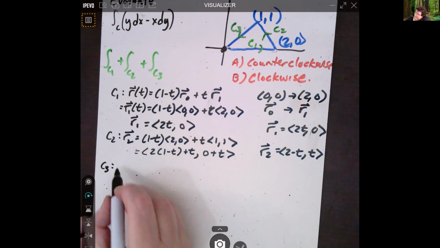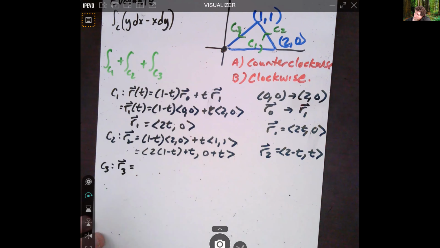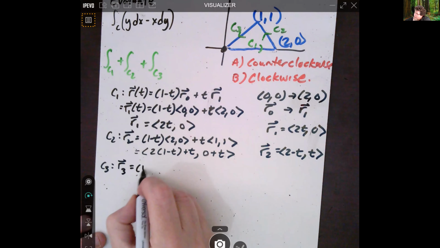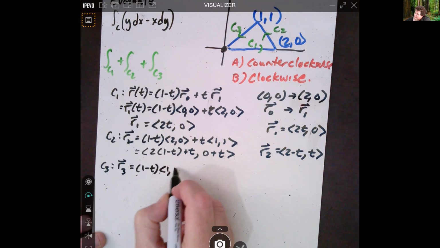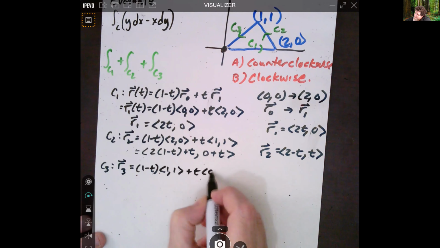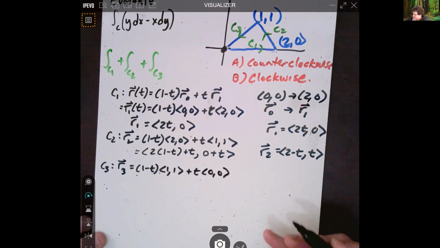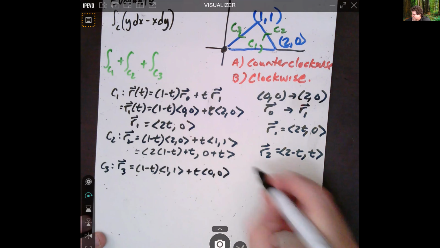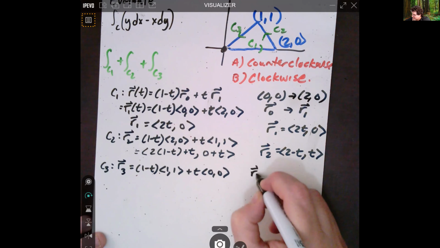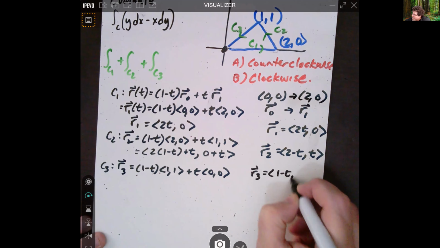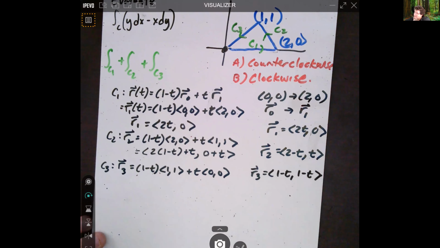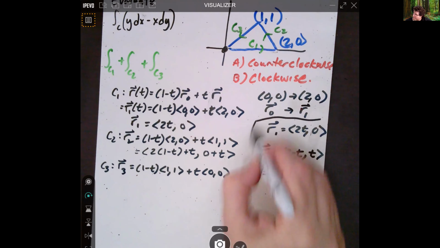C3. We're going from 1, 1 to the origin. So 1 minus t times 1, 1 plus t times 0, 0. And since the last component is gone and the first one is just 1, 1, it's kind of easy to see that you're going to end up with 1 minus t, 1 minus t. Put a little box around those because we're going to use those.